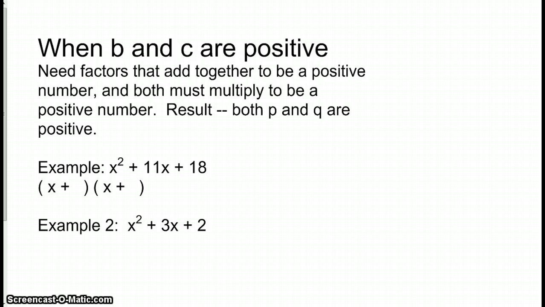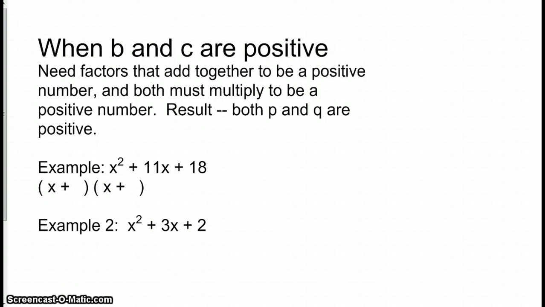Take a look at this example. x squared plus 11x plus 18. We know right away, since the 11x and the 18 are positive, both terms have pluses inside them. So we're going to have x plus some number and x plus some number. We need two numbers that multiply together to be 18 and add together to be 11. So think of all the factors of 18. 6 and 3, do they add together to be 11? No. 18 and 1, do they add together to be 11? No. 9 and 2, though, do add together to be 11.